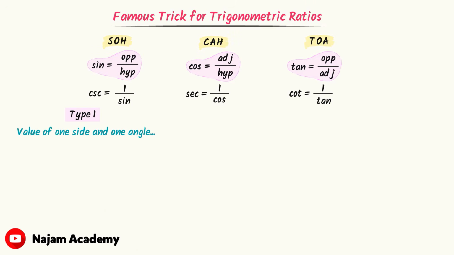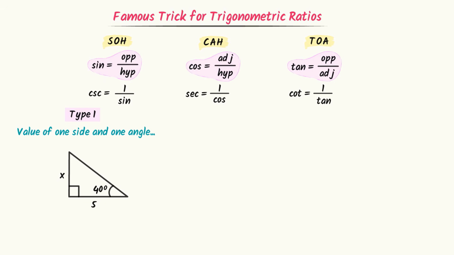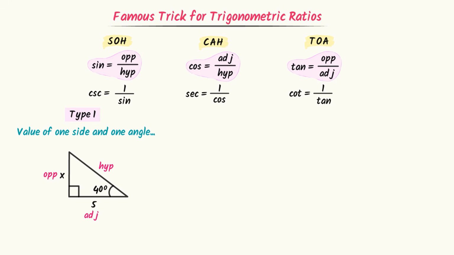We will be required to find the value of other side. For example, consider these right-angled triangles and find the values. First of all, I find the 3 sides. This side is hypotenuse side, this side of 2 angles is adjacent side, and this is opposite side. Here, no value is present at hypotenuse side, so I ignore it. I will take values of opposite side and adjacent side.